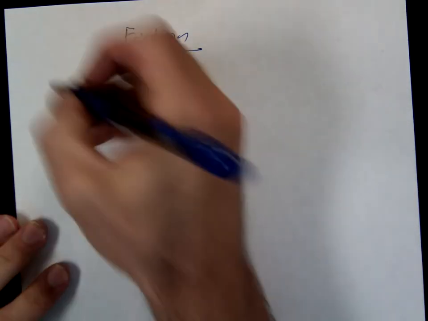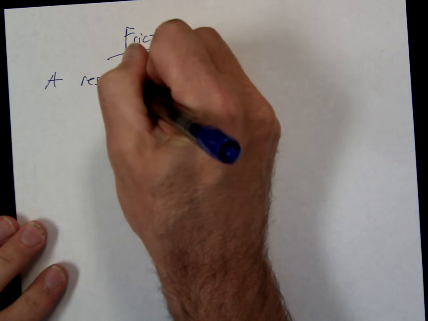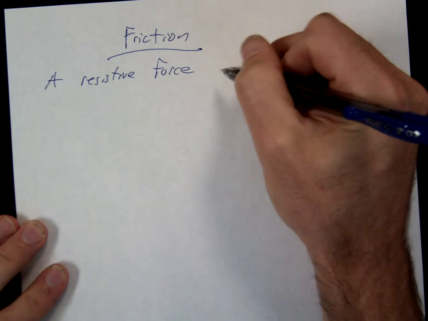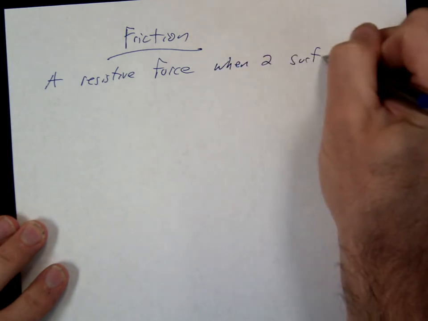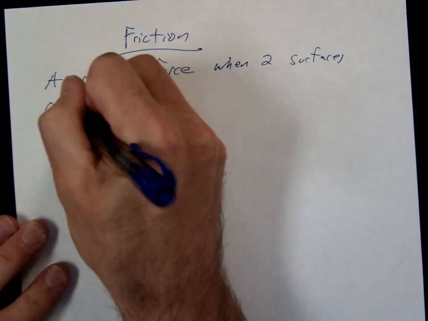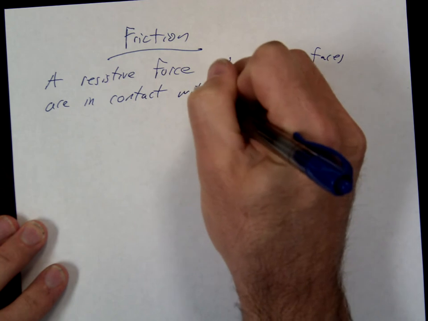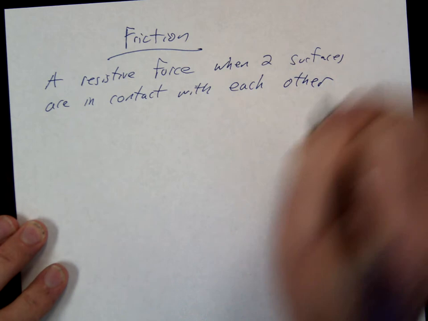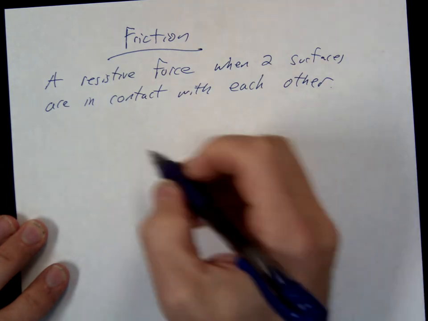Okay, a resistance force. Good. So let's just define friction to be a resistive force that occurs when two surfaces are in contact with each other. Two surfaces have to be in contact with each other to have friction.